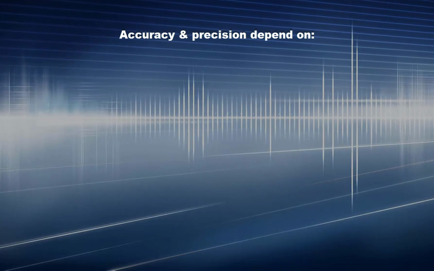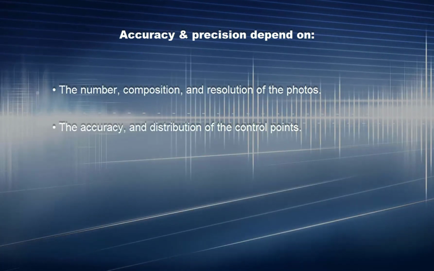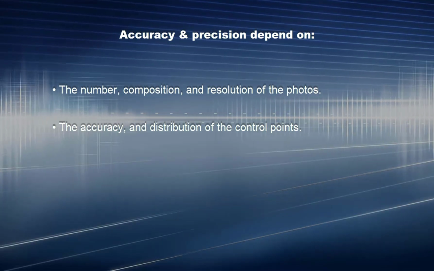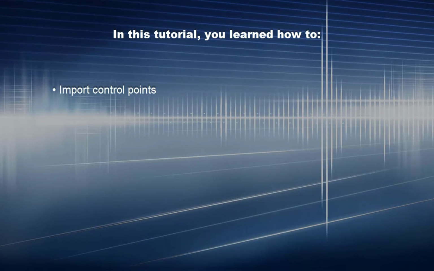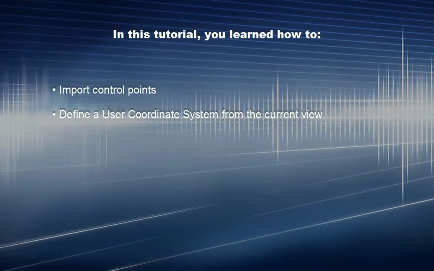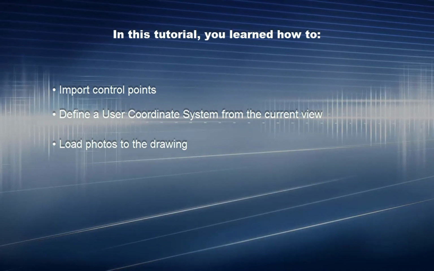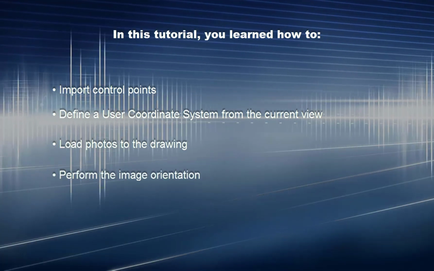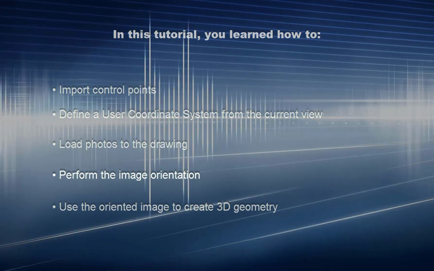Accuracy and precision depend on the number, composition, and resolution of the photos, and the accuracy and distribution of the control points. In this tutorial, you learned how to import control points, define a user coordinate system from the current view, load photos to the drawing, perform the image orientation, and use the oriented image to create 3D geometry.